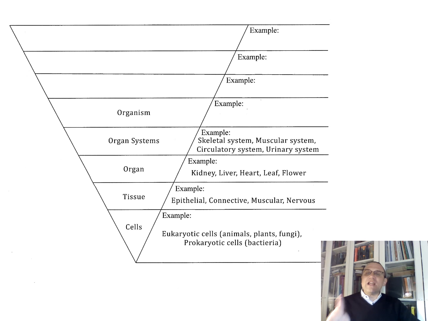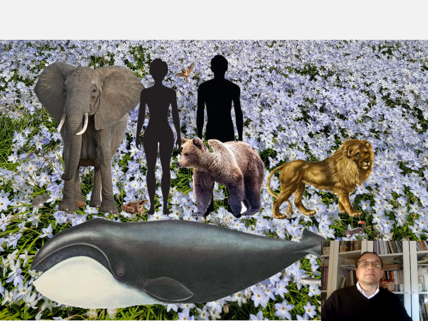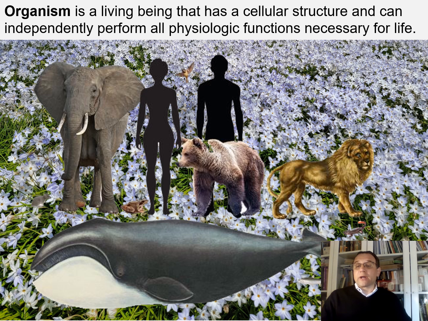It should be noted that each level has fewer units than lower levels. For instance, there are fewer tissues than cells, and there are fewer cells than organelles. Each level also has, in addition to its own complexity, the complexities of all the lower levels. Organ systems make up an organism. And I don't think you will have any difficulty giving examples of organisms. What is an organism? An organism is a living being that has a cellular structure and can independently perform all physiologic functions necessary for life.